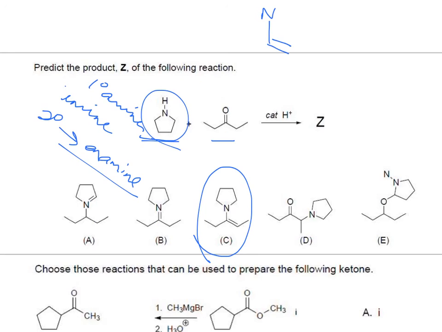But if you wanted to, you can go through the steps, and show the activation and then the attack. So your first step will get you the formation of a positive charge over here. Electrons will get attracted, and if you have any of the beta hydrogens, they will get eliminated, and you will end up getting a more stable enamine structure.